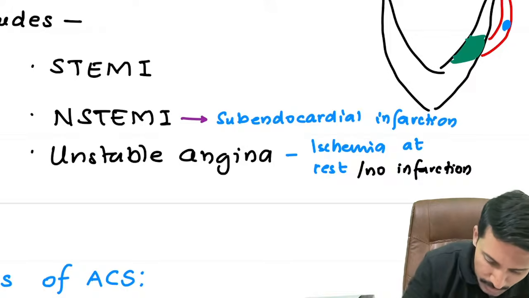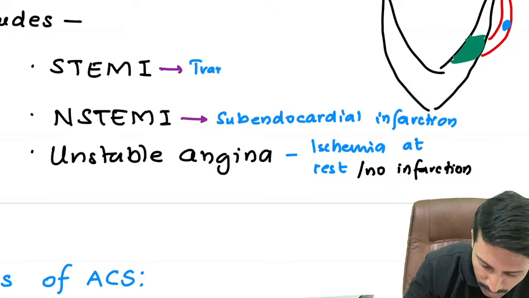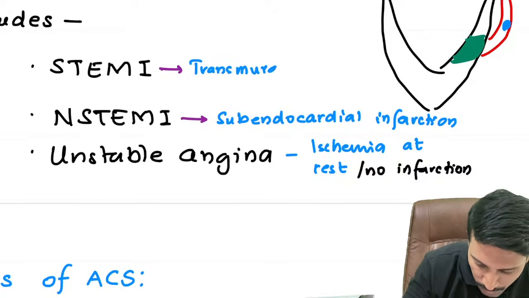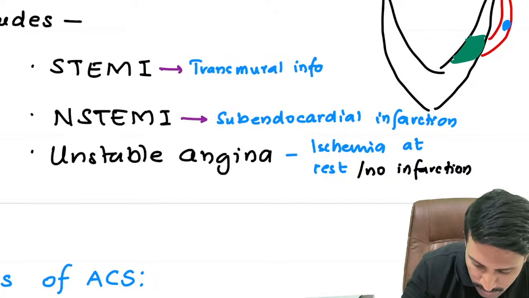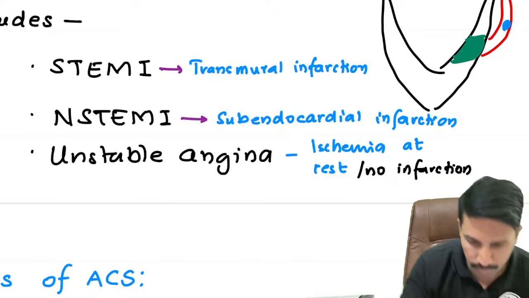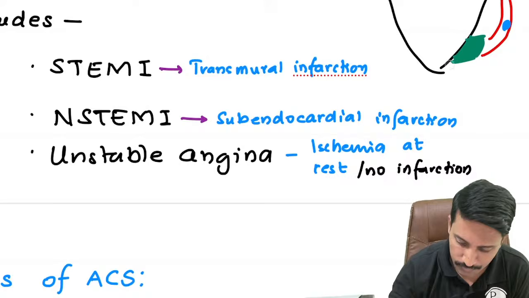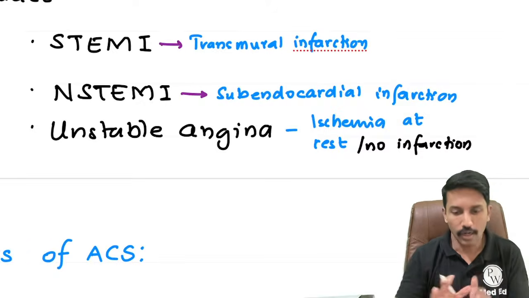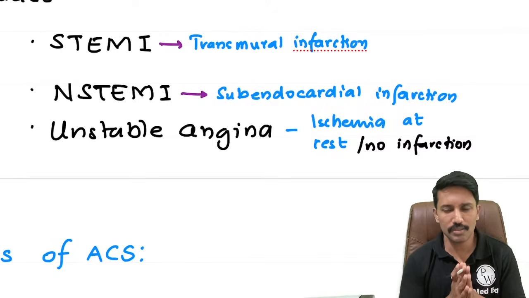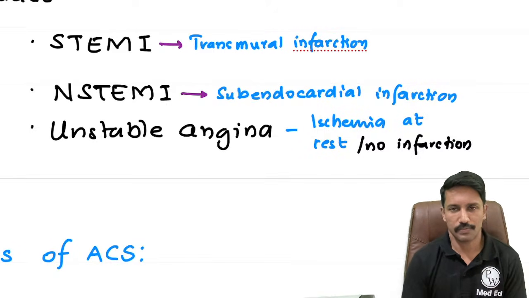And in STEMI, the entire thickness of the myocardium is infarcted. We will call it transmural infarction. So which is a major emergency here? Of course, whole thickness being infarcted is a major emergency. Transmural infarction is a major emergency. But all these three are acute coronary syndrome. Now the question is how this patient will present to us.